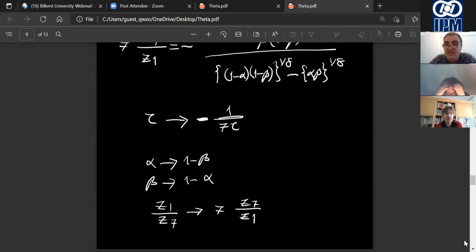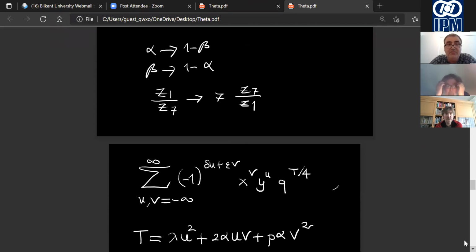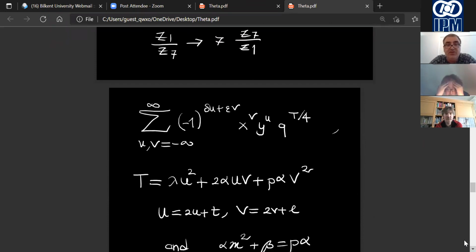There are several different transformation properties like this. Basically, let me not get into those, okay? So let me give you a sketch of how to obtain modular equations of degree 61.